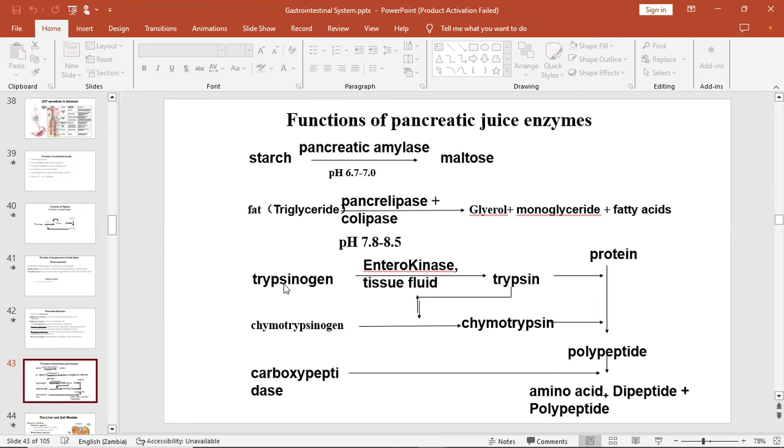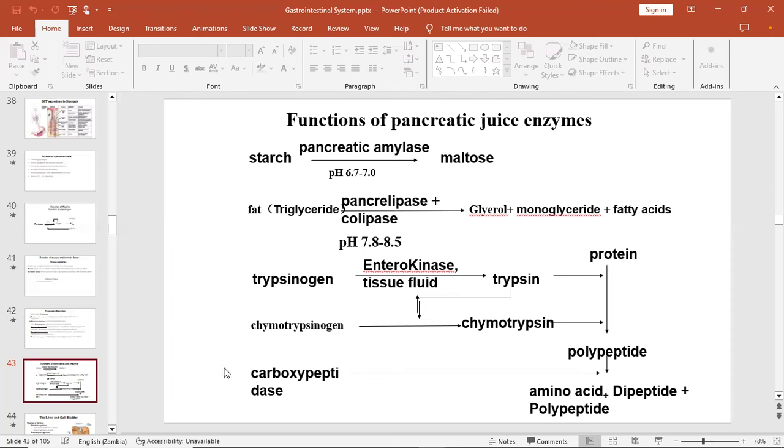And this is the range of the pH. While trypsinogen needs another type of enzyme that is found in the enterocytes or in the duodenum, which is known as enterokinase. You have heard of this enterokinase. This enterokinase is able to cleave trypsinogen into trypsin. So this trypsin can go further and break down proteins to form polypeptides. The trypsin can also break down chymotrypsinogen into chymotrypsin, which can better break down proteins into polypeptides.